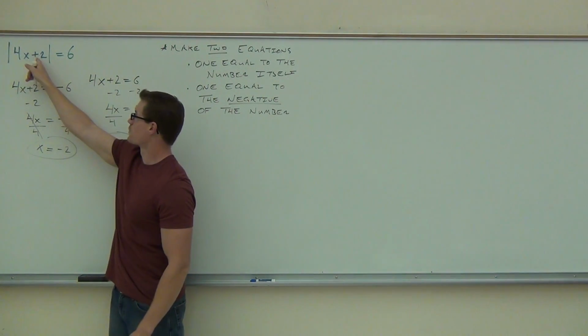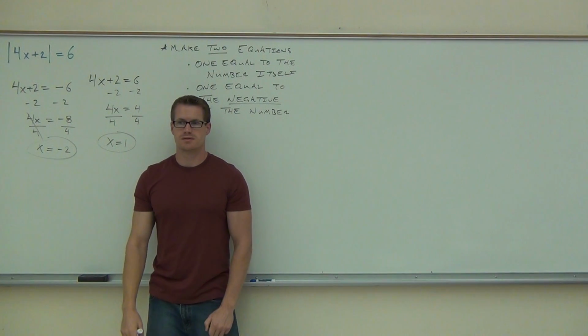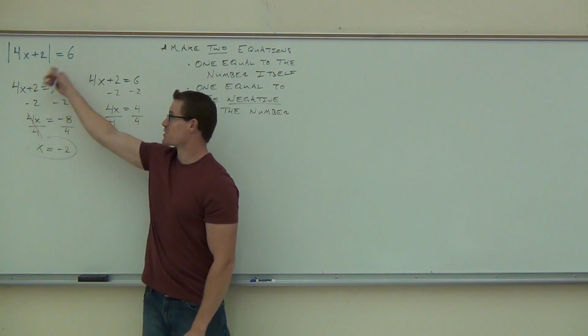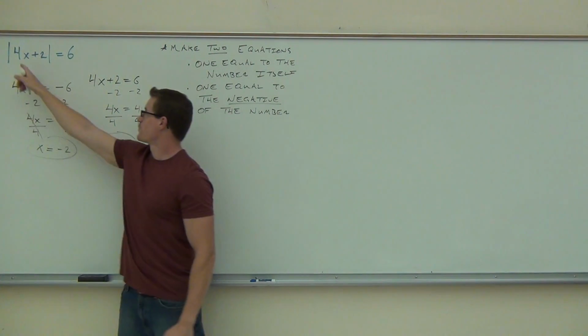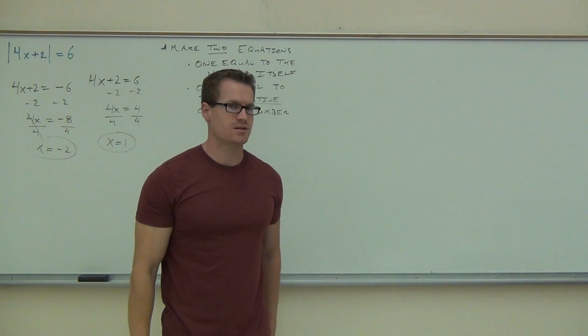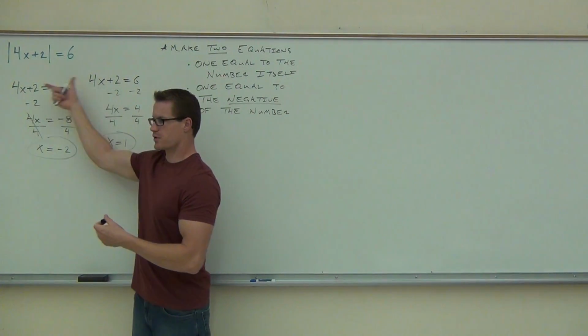4 times 1 is 4 plus 2, that gives us 6. Absolute value of 6 is, that's where you come in, is 6. Good, yeah. So that works. If we do negative 2, 4 times negative 2, that's negative 8, plus 2 is negative 6, what's the absolute value of negative 6? 6. So they both are solutions for us. But we have to show that with our two equations.